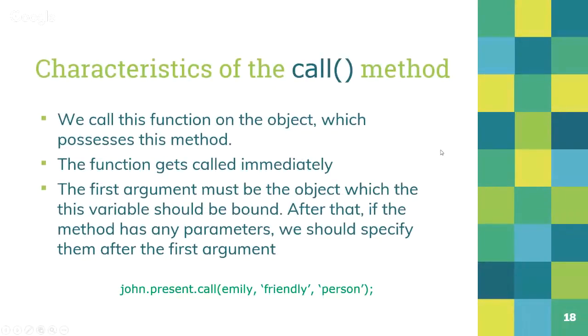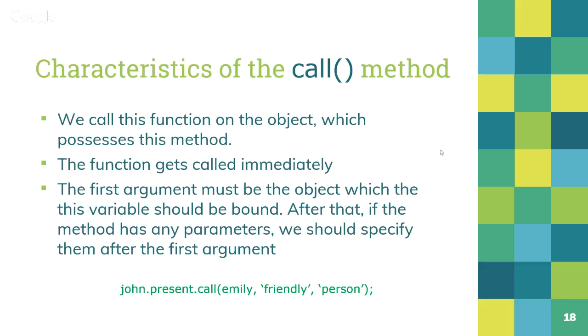Firstly, let's look at the call method. We call this method on the object in which the method we're trying to get is defined. So we call it where the method is defined. What we should remember is that this method will be called immediately. So it's like calling a normal function. So we invoke the method.